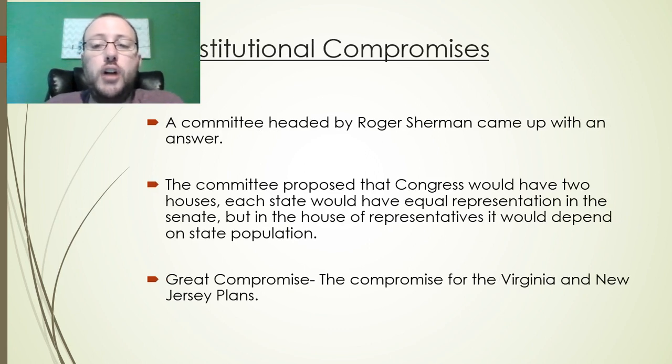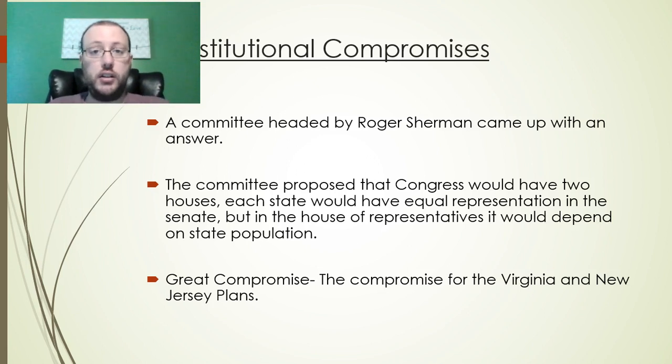The committee proposed that Congress would have 2 houses. Each state would have equal representation in the Senate, but in the House of Representatives it would depend on state population. This was known as the Great Compromise, or the Connecticut Compromise, which was a compromise for the Virginia and New Jersey plans. Now, this is how our government is set up today.